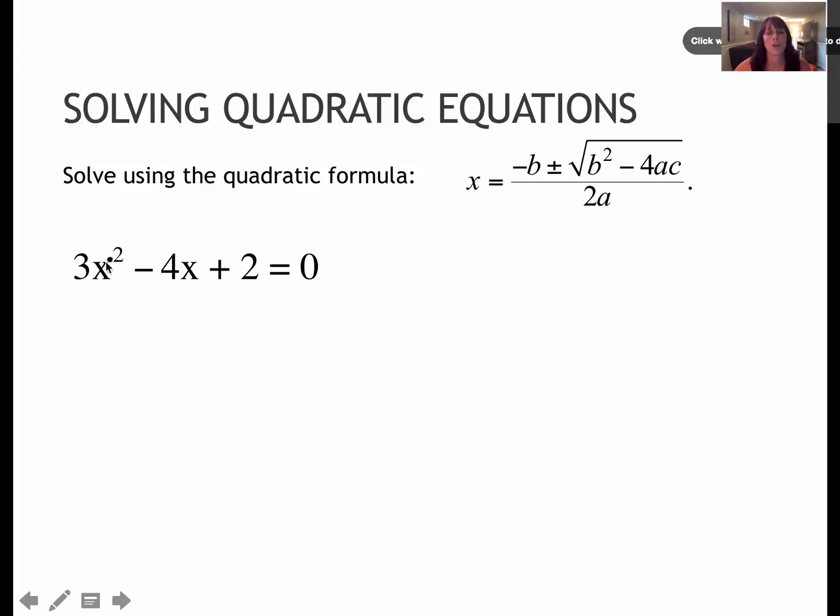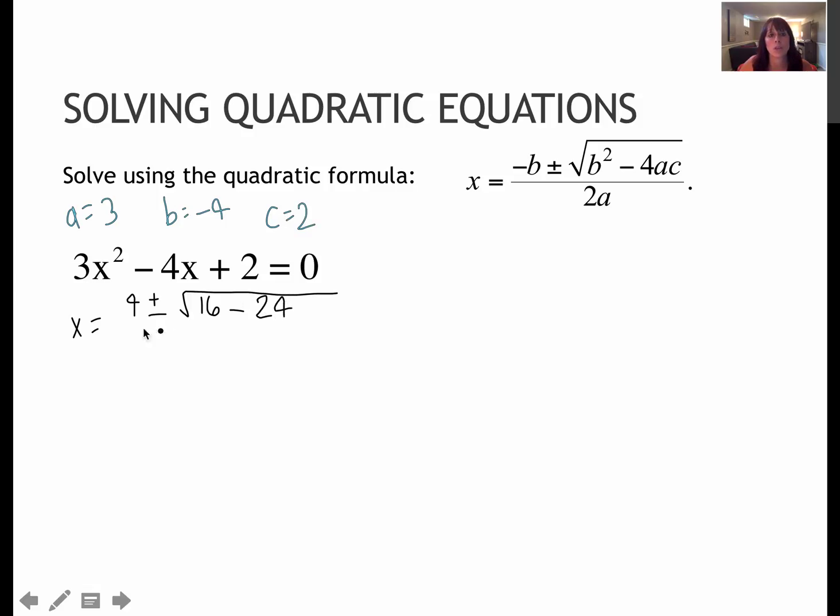Let's try another. This one's already in standard form for us. So let's write down our a, b, c values. A is 3, b is negative 4, c is 2. I'm simply going to plug those into the quadratic formula, which is the opposite of b, or 4, plus or minus the square root of negative 4 squared. So I'm just going to write 16. Remember, when you square a number, it's going to be positive. Minus 4 times 3, which is 12, times 2, which is 24. So notice I'm showing significantly less work on this one. All over 2a, so all over 6.